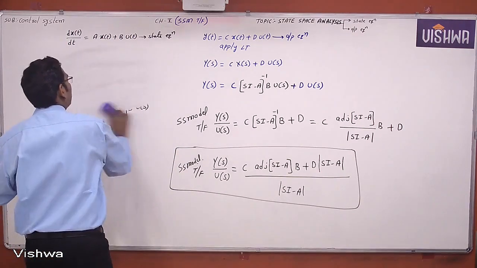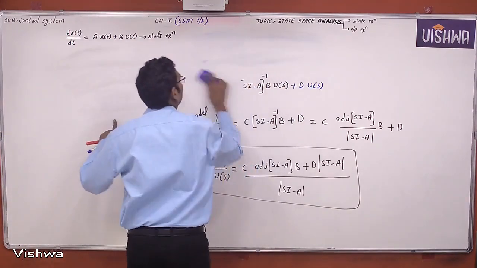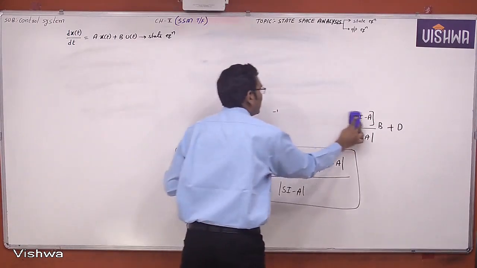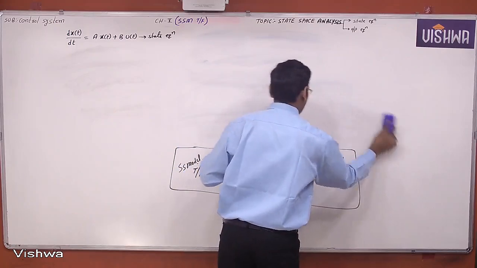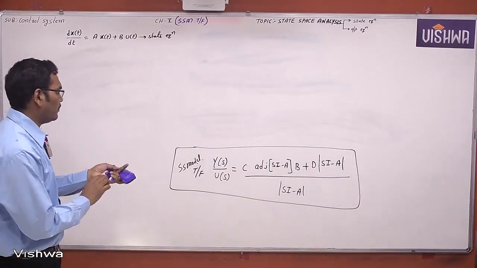Now this is the state space model transfer function. Sometimes he asks in the question, what is the state space model transfer function? So use the A, B, C matrices and find the transfer function. Now from here I can find one more thing also.